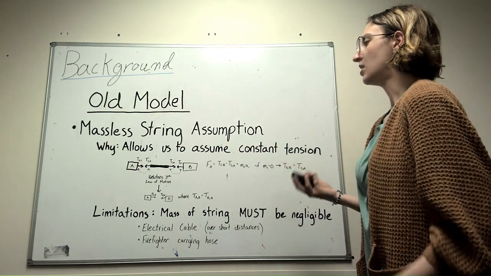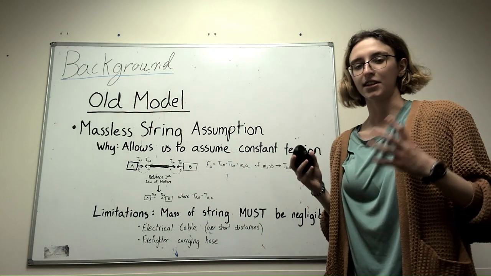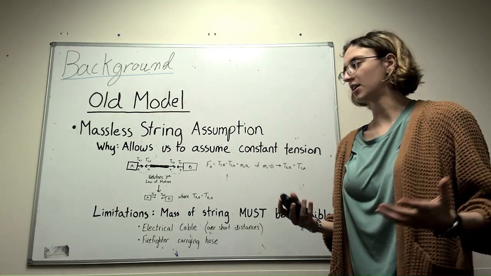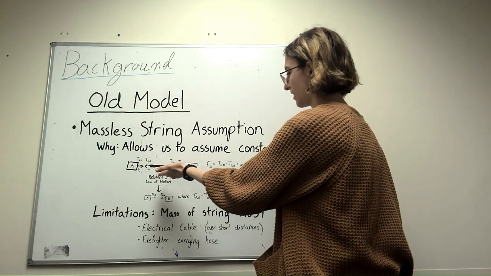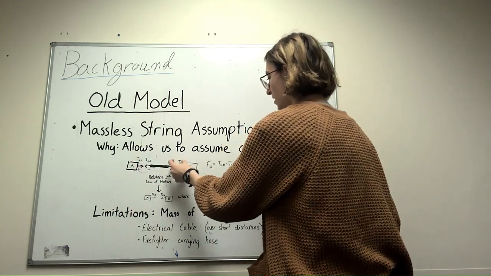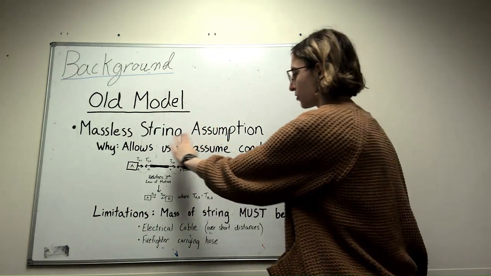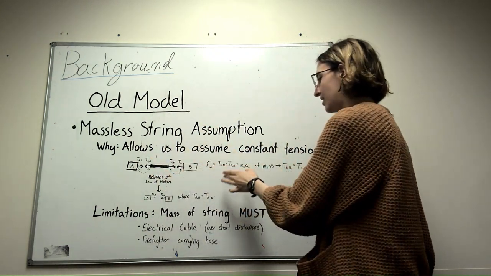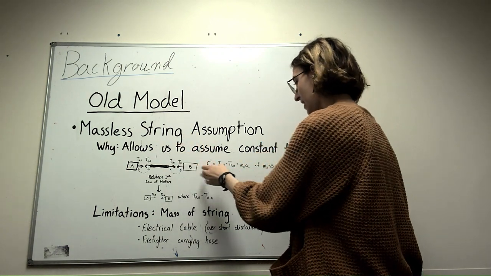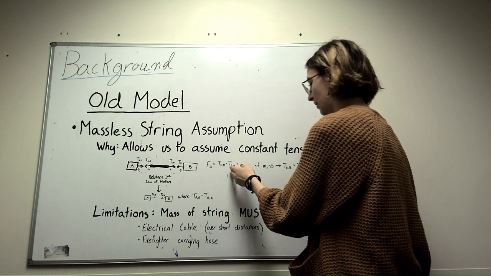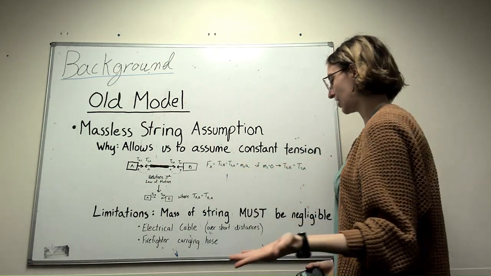In our old model, we had the massless string assumption because it allows us to assume the tension force throughout a string is constant. If I have two objects that are connected by a string, there's going to be two action-reaction pairs between the object and the string. And if we look at the forces on the string in the x direction, you have the tension on the string by object B and the tension on the string by object A, which is going to be equal to the mass of the string times the acceleration.